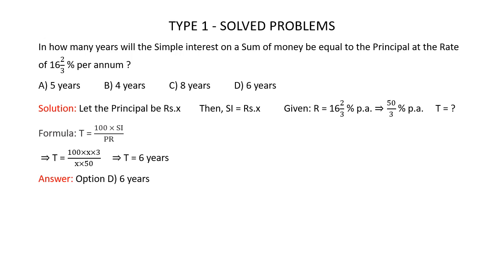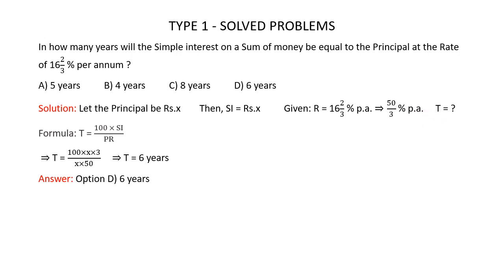So in the question it's given that the simple interest is equal to the principal, but we do not know what is the principal. So let's assume that the principal is rupees X. Then according to the question, simple interest also will be rupees X. Now it's given that the rate of interest is 16 2/3% per annum, which is nothing but 50/3% per annum. And we are asked to find the time.